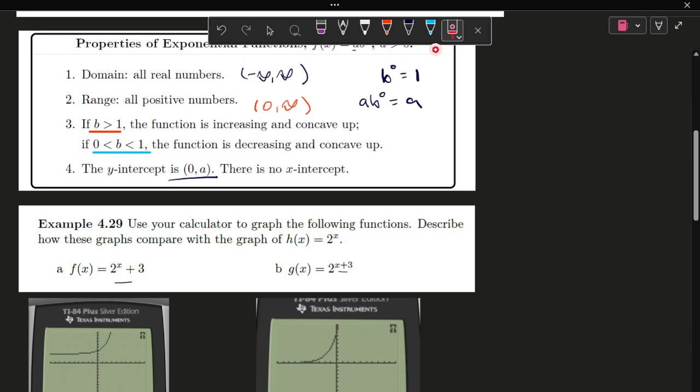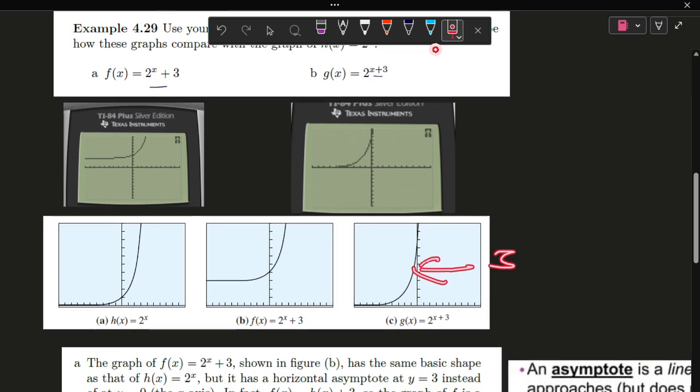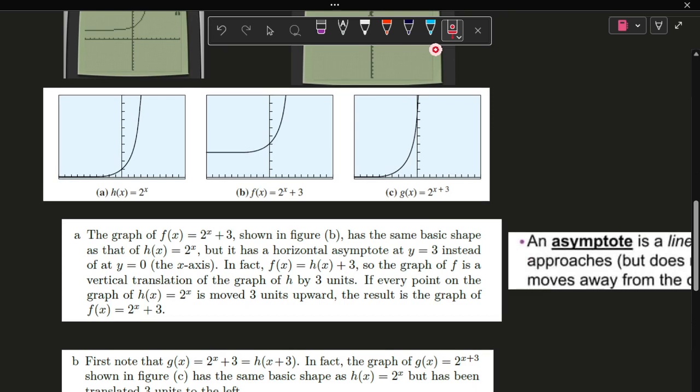That was just a graphing calculator. I know it looks a little funky, so that's why the textbook shows them in a much neater way. So remember, this is the original function, 2 raised to the x. This is how it looks when plus 3 is on the outside, so that's just a shift upward 3 units. And then right here, with plus 3 in the exponent, it looks just like this graph. See, these graphs are the same, except this graph got shifted 3 units to the left. And it says that in writing right here.